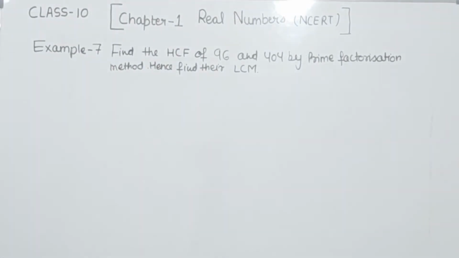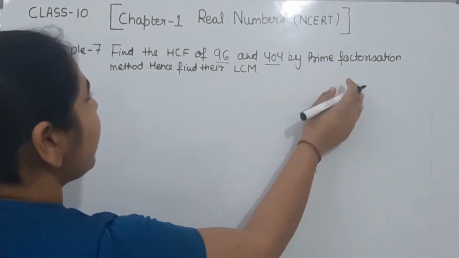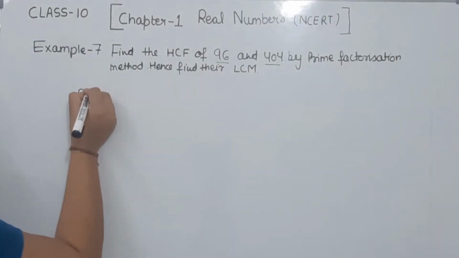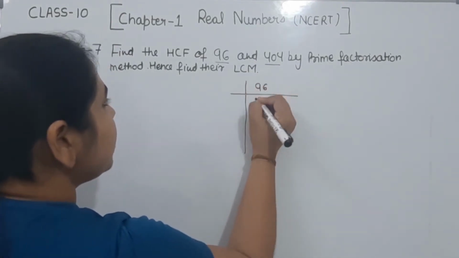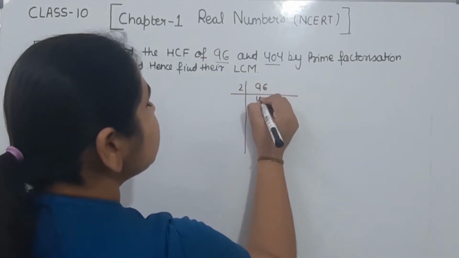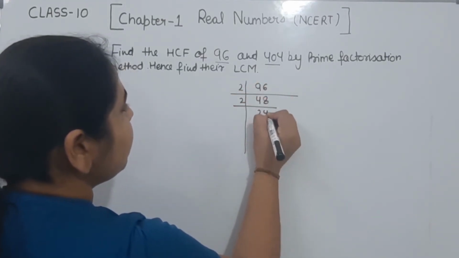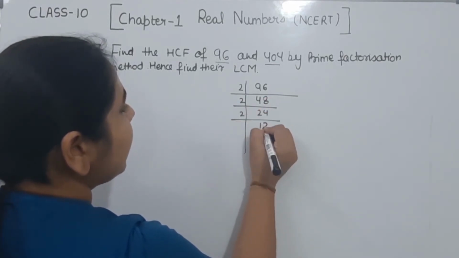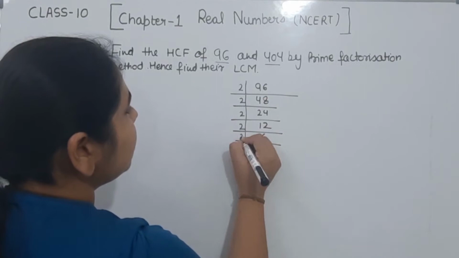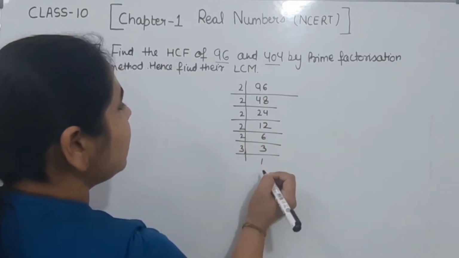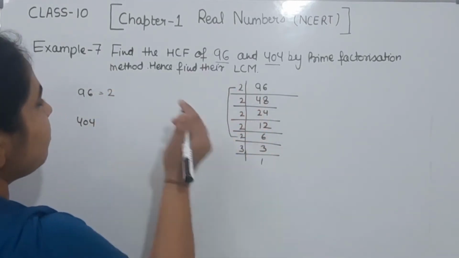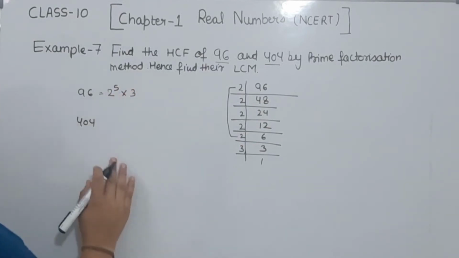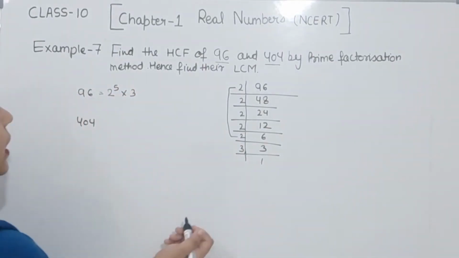Now comes example number 7. Find the HCF of 96 and 404 by the prime factorization method. First of all, we are going to write the prime factors. First we find the factors of 96. 2 4s are 8, 2 8s are 16, 2 2s are 4, 2 4s are 8, 2 1s are 2, and 2 2s are 4, 2 6s are 12, 2 3s are 6, and 3 1s are 3. So we are having 5 twos: 2 to the power 5 multiplied by 3. These are the prime factors of 96.